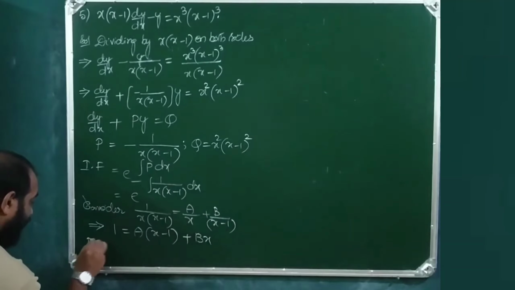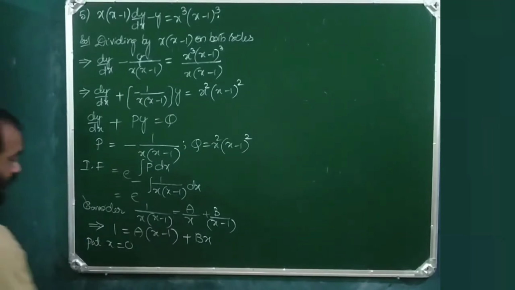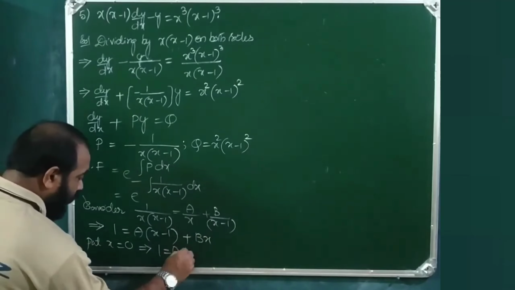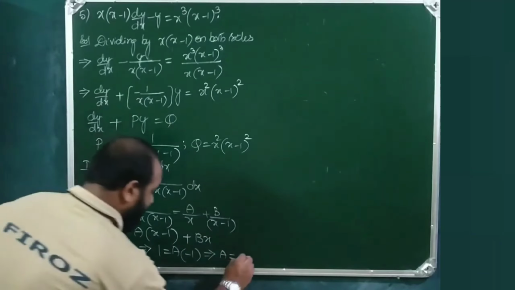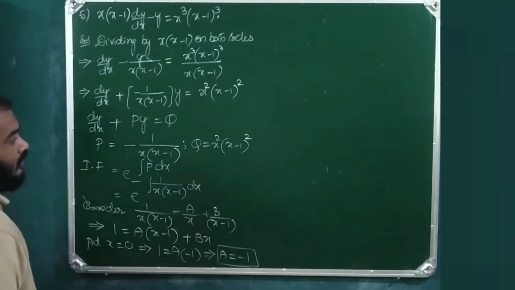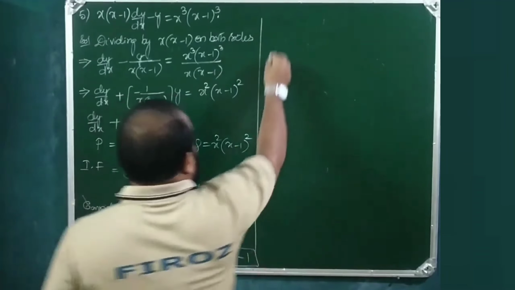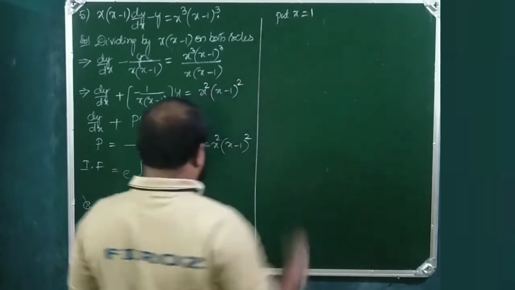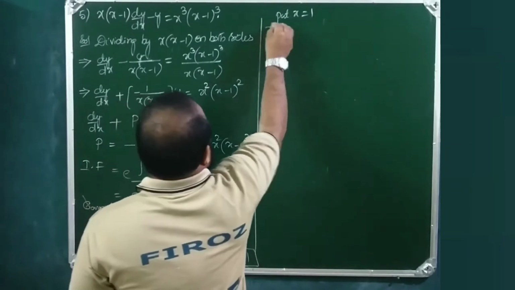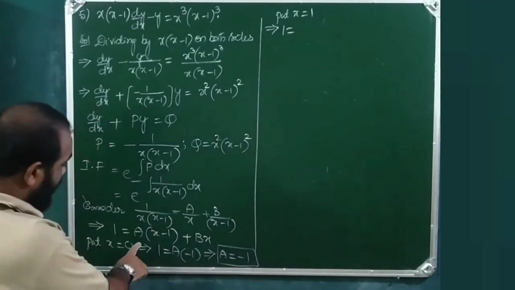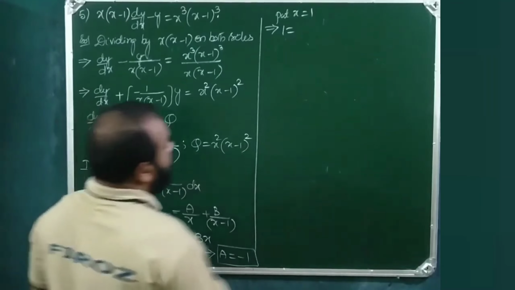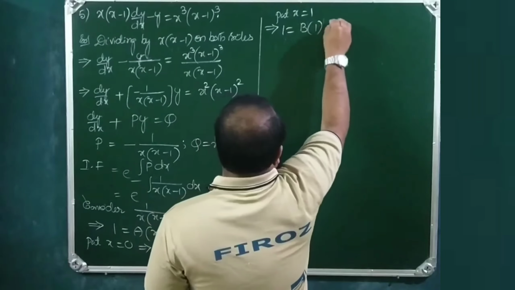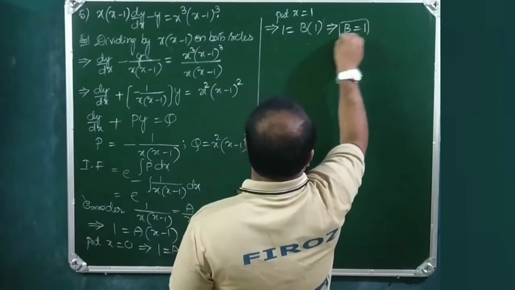So put x equals 0, I will substitute. So 1 equals b into 0 is 0, and a into 0 minus 1 is minus 1. So with this a equals minus 1 we get that. Now put x equals 1. So 1 equals a into 1 minus 1 is 0. So 0 into something is 0. So b into 1. So therefore b equals 1 we get that.